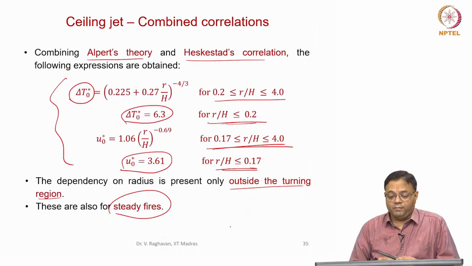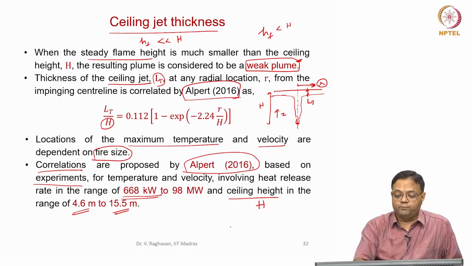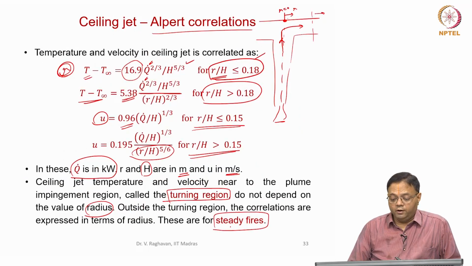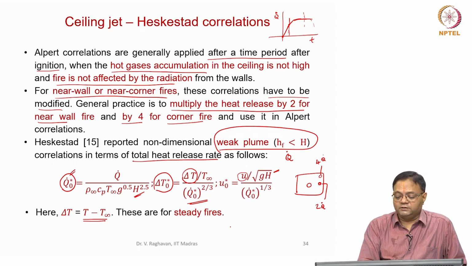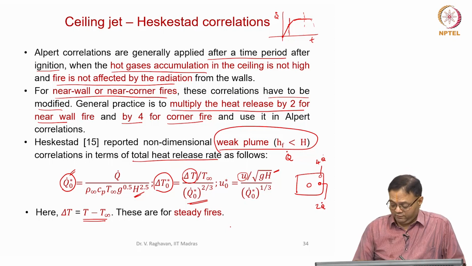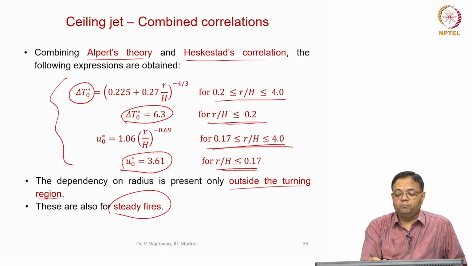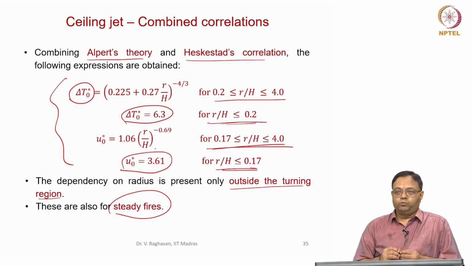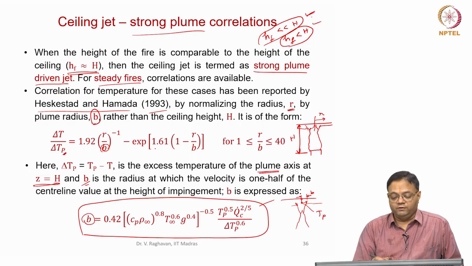So, going back, as I told you, for weak plume correlations, where HF is just less than H, Heskestad has given some correlations by non-dimensionalizing. Using these two, we have got these correlations, but these are all for steady weak plume fires. But when you go to a strong plume, the correlation becomes more and more complex.